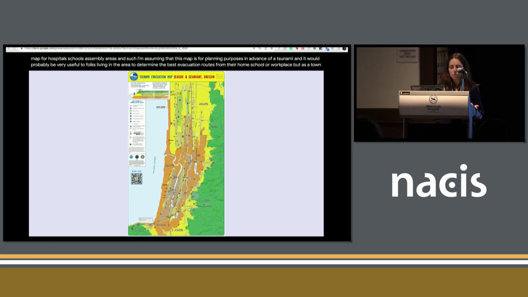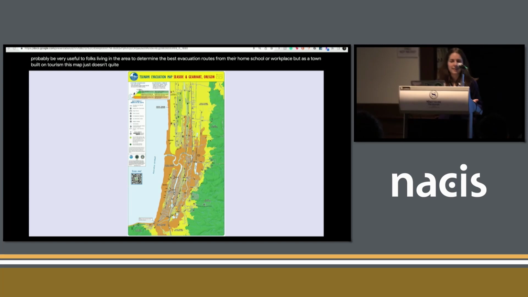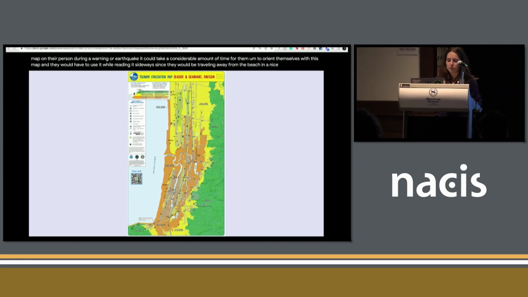But as a town built on tourism, this map just doesn't quite cut it in the event of an actual tsunami evacuation. Even if a beach visitor happens to have this map on their person during a warning or earthquake, it could take a considerable amount of time for them to orient themselves with this map, and they would have to use it while reading it sideways, since they would be traveling away from the beach in an eastward direction. Add considerable stress and panic to this already complex task, and you could have a huge disaster on your hands.